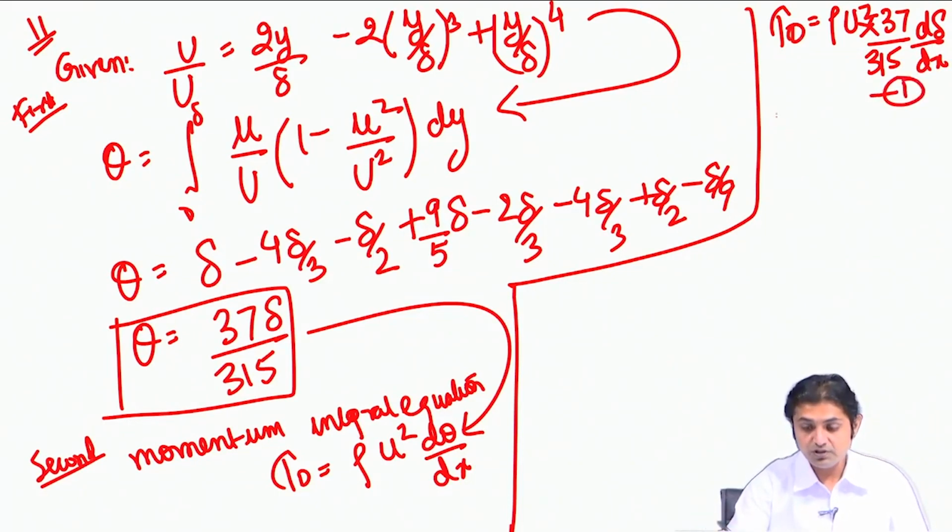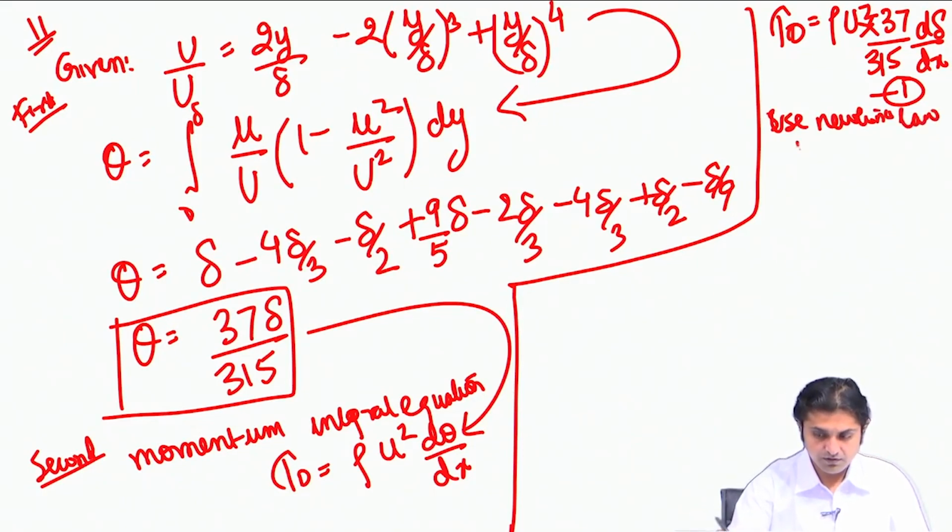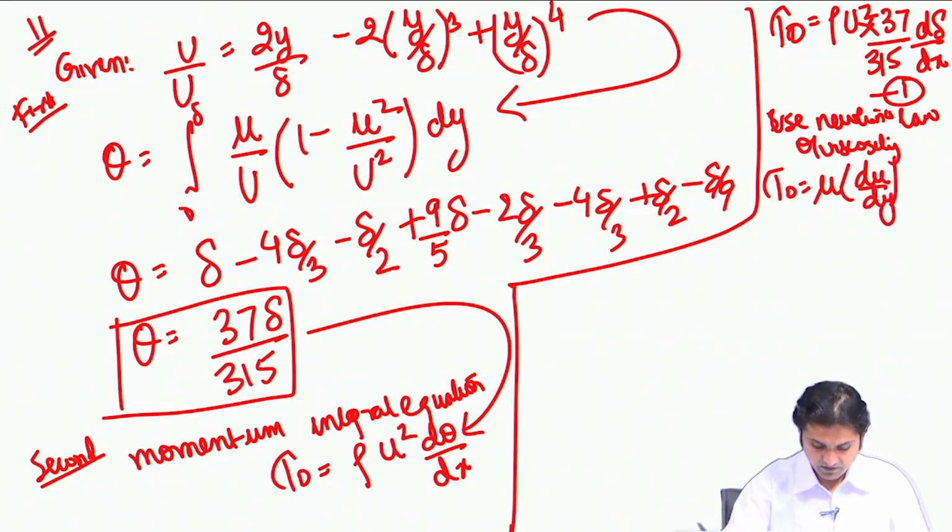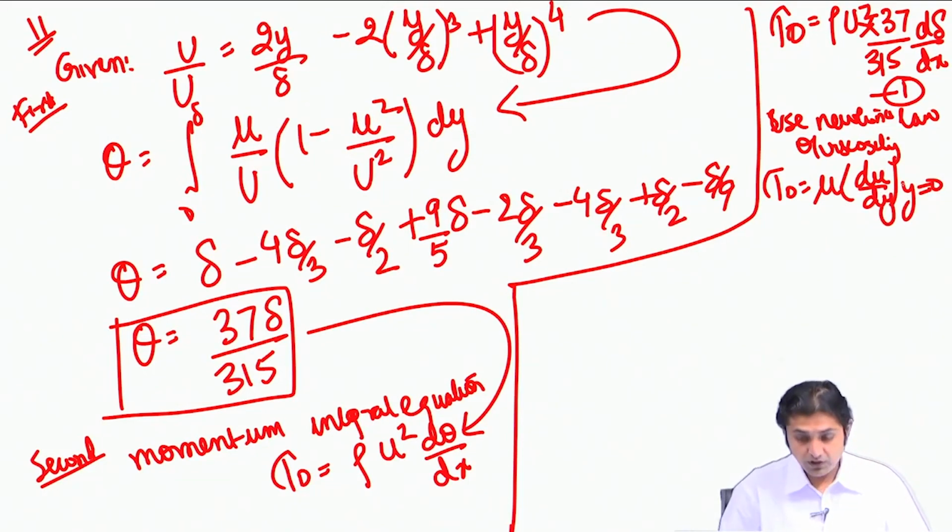Second, you use Newton's law of viscosity. This is the standard way to solve all these problems. If you follow this, everything is easy. Tau naught is equal to mu du by dy at y equal to 0. Okay, the velocity profile u we already know from here, right?